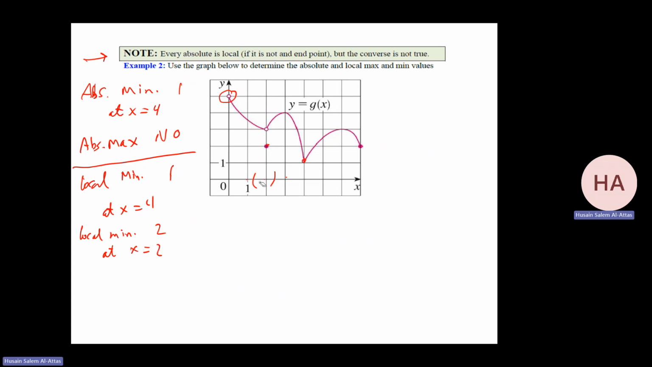Okay, now let me consider the local maximum. I have this, it's a local maximum. Take an open interval, this will be the highest point. So I have local maximum, what is it? 1, 2, 3, 4 at x equal 3. What else? Here also the same thing. I have a local maximum. So this is 1, 2, 3, 4, 5, 6. 1, 2, 3. So I have a local maximum 3 at x equals 6. Okay.